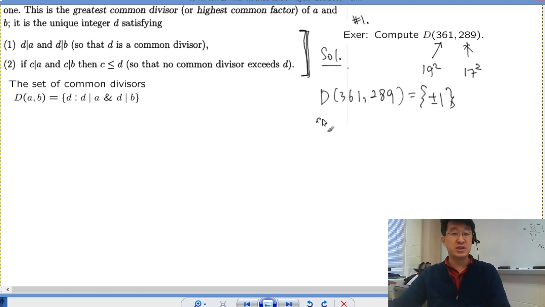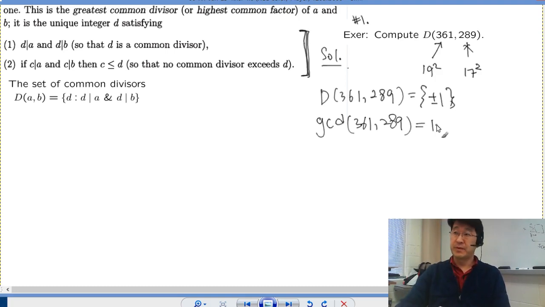What is a GCD? They also write it like this: GCD of 361 and 289. The largest one is 1, right? So the GCD of this is 1. Fair enough. That's our definition. That's just at this point a reasonable approach.